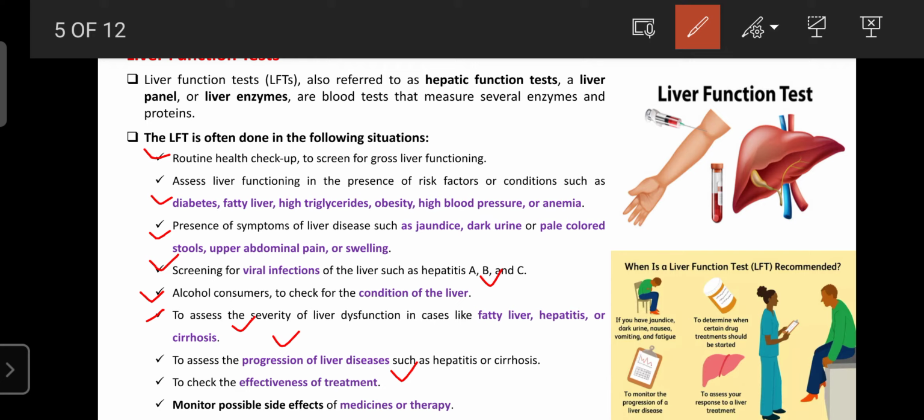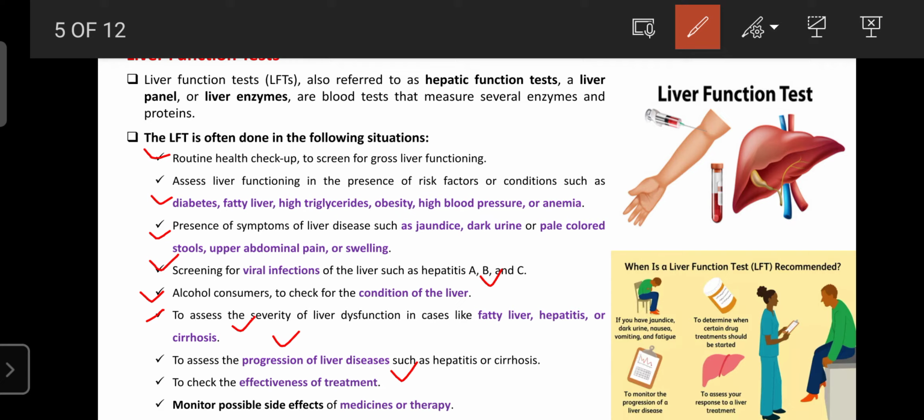If those abnormally elevated levels decrease, that indicates the therapy was successful. Otherwise, the therapy has failed. So that's why the liver function test is also helpful to check the effectiveness of the treatment.